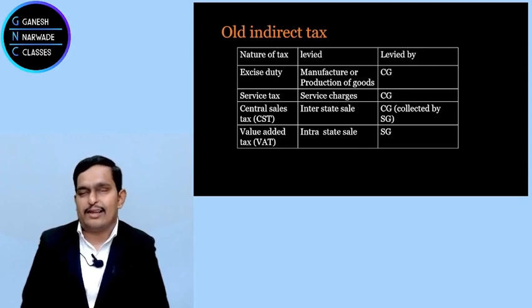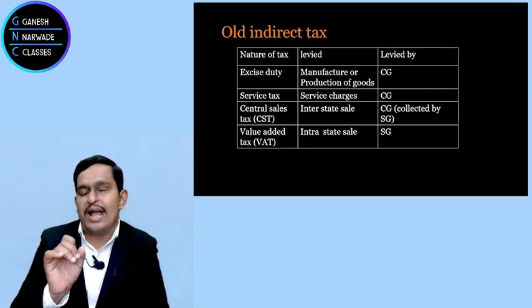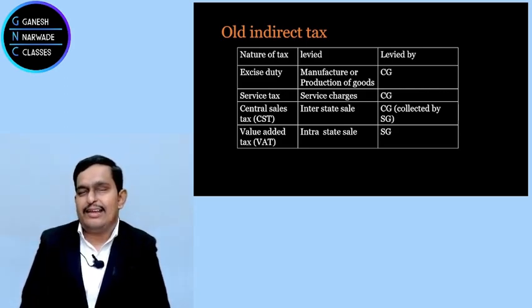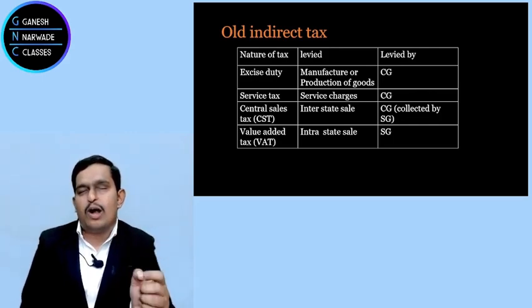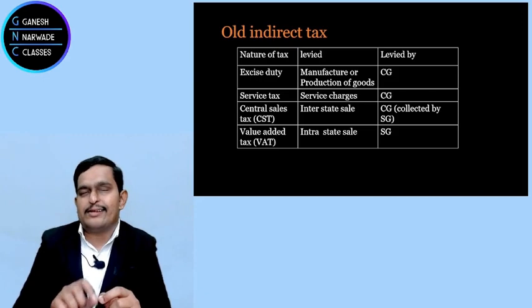Some examples I took here. Like, there is central excise duty. Central excise duty is a tax on manufacture of goods. So it is levied by whom? CG means central government. Central excise duty is a tax on manufacture or production of goods, and it was levied by central government. I am just talking about the old tax laws, okay? Just to make you understand what was the problem and how GST solved it.